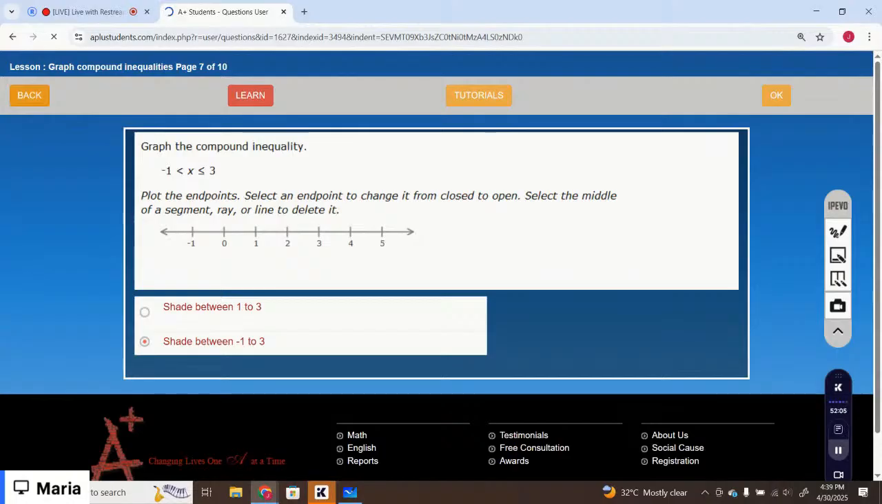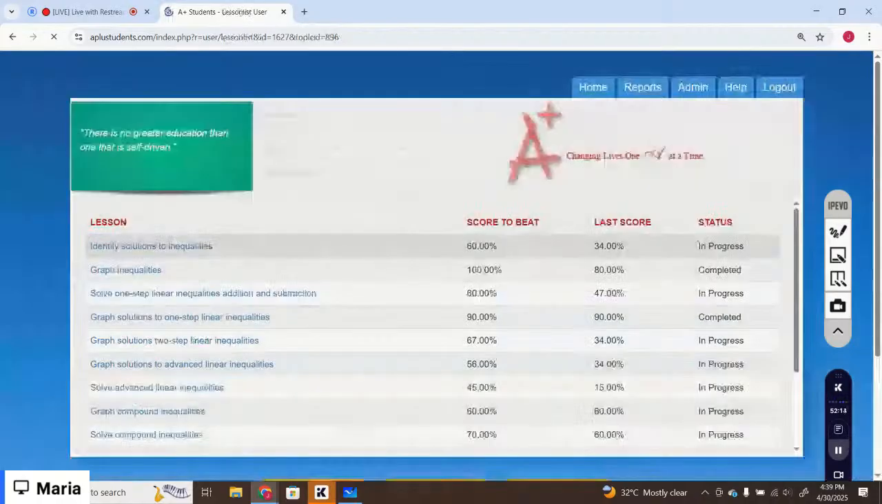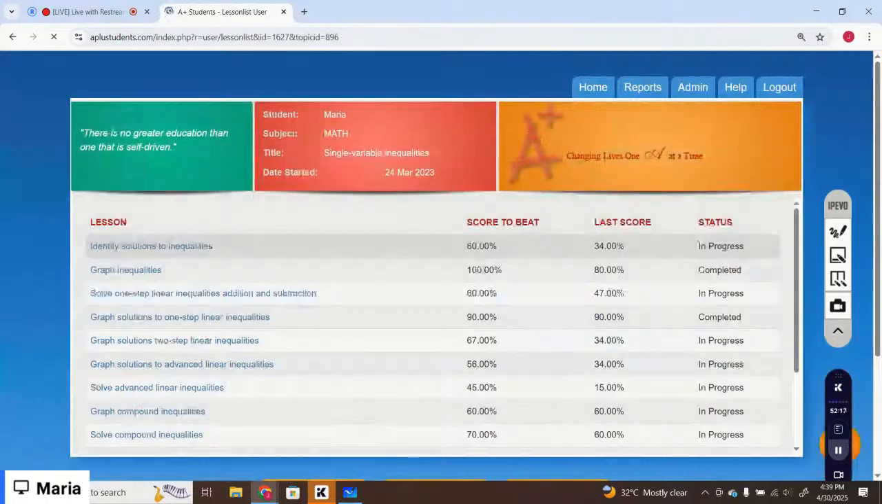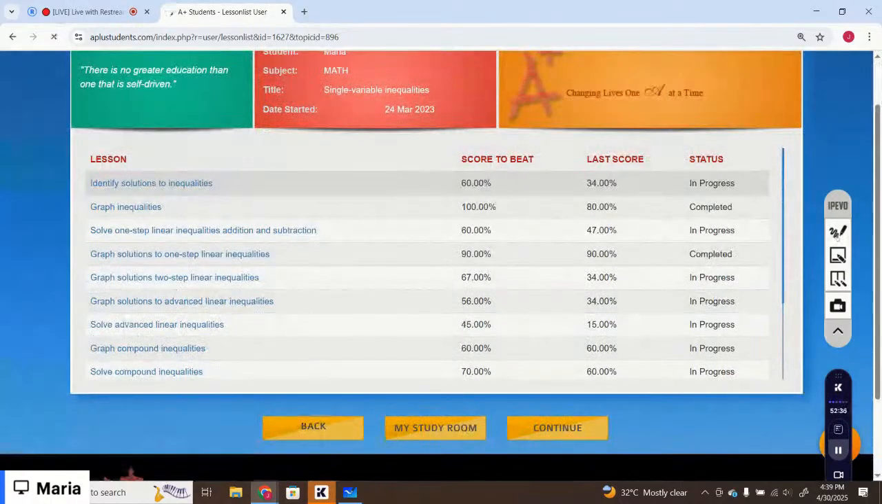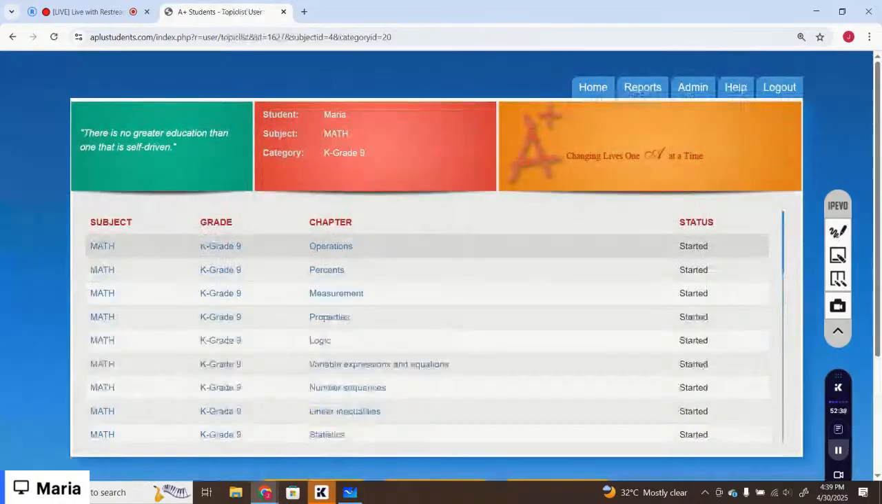Okay, you can complete the lesson by yourself later today. So we were working on grade 9 math. The chapter we're working on is single variable inequalities. The lessons we have covered today are graph solutions to two-step inequalities, graph solutions to advanced linear inequalities, solve advanced linear inequalities, and graph compound inequalities. So please make sure before the next session you complete all the practice questions for the lessons you just did. That is your homework until the next session.